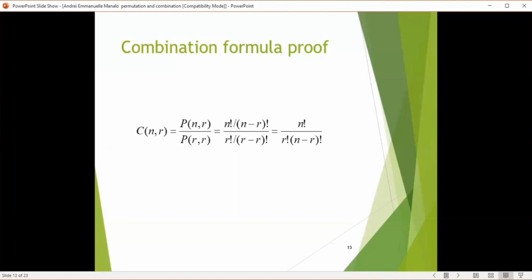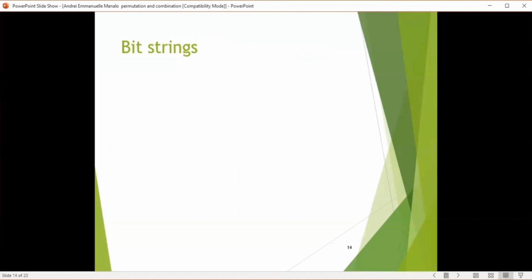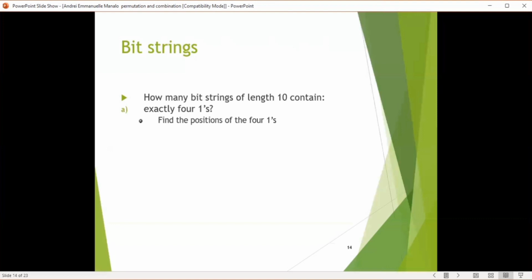Bit strings. How many bit strings of length 10 contain exactly four 1s? Find the positions of the four 1s.